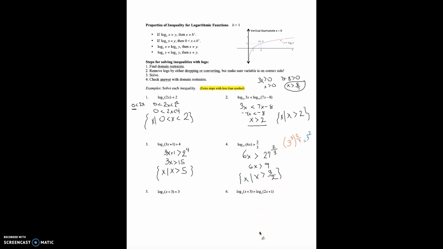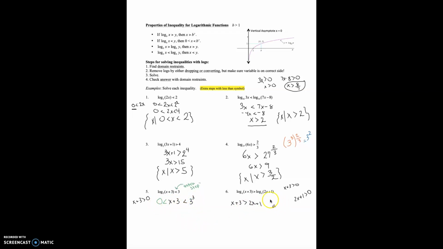Why don't you pause the video and try going as far as you can with 5 and 6. I'm going to do the first step just to see if you got that, and you can check that out, and if you did, you can keep going. So again, I just did those first steps for 5 and 6. For number 5, again, you have that extra step to look at. You're going to say x plus 3 is greater than 0. So I wrote 0 is less than x plus 3, which is less than 3 to the 3rd.